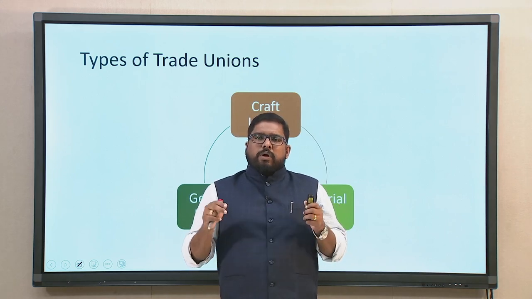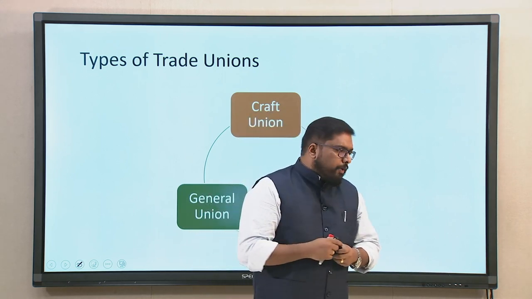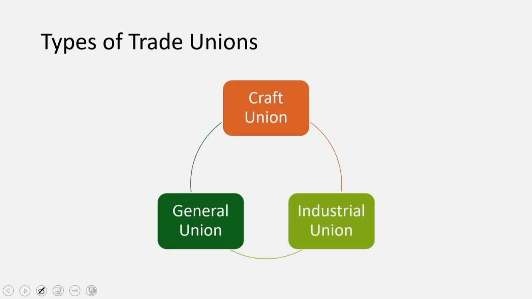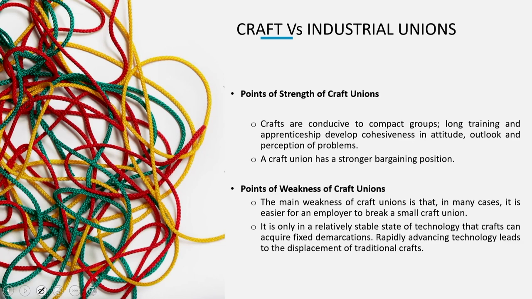Now let's look into what are the types of trade union quickly. There are three different types of trade union. One is craft union, second is the general union, and the third one is the industrial union. So when you look into the three unions, craft, general and industrial, craft versus industrial union would be an interesting initial comparison that we'll do.